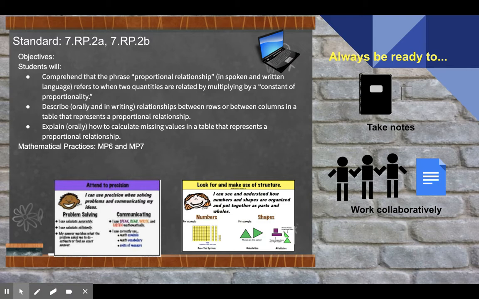And then lastly, we're going to explain orally how to calculate missing values in a table that represents a proportional relationship. For today's lesson, our mathematical practices are MP6, which is attend to precision, and MP7, which means look for and make use of structure. Again, for today's class, we need to make sure that we're ready to take notes and also work collaboratively. Those two things are going to be extremely important. So let's pause the video here just for 2 minutes to make sure that you copy down these standard and objectives on page 5 of your interactive notebook.